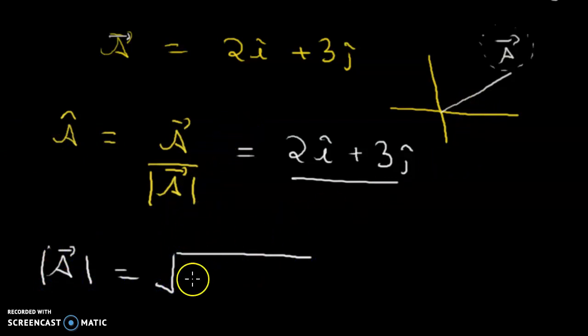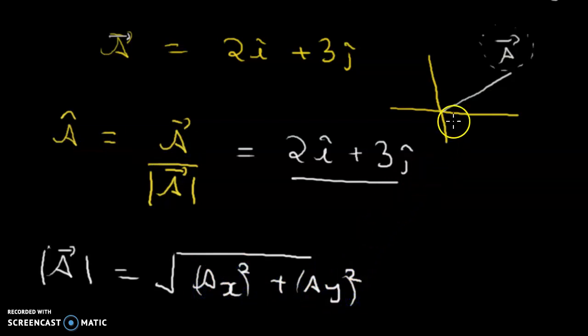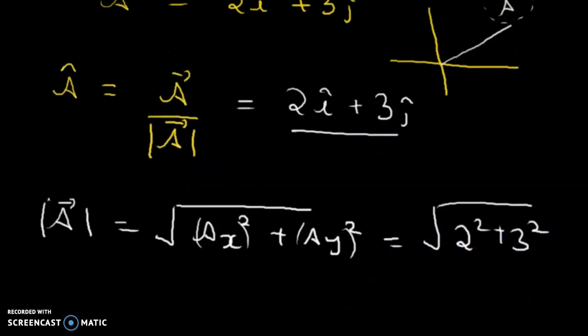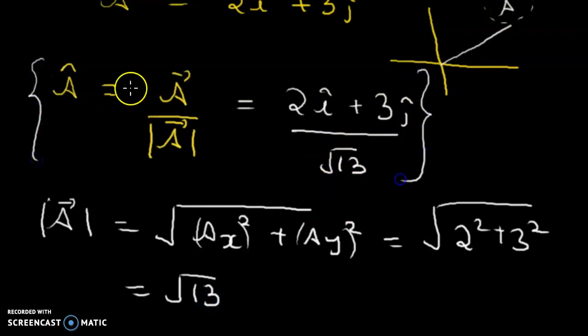So it is the square root of ax square plus ay square. If I need to find the magnitude of this vector, that would be 2 square plus 3 square, and that would be nothing but root 13. Let's talk more about this, but first I'll just give you this representation of the unit vector. This is the unit vector in the direction of the vector a, and what is its magnitude? Only 1. It just represents direction.